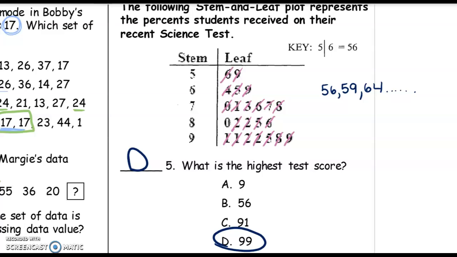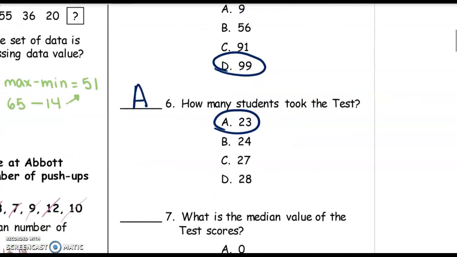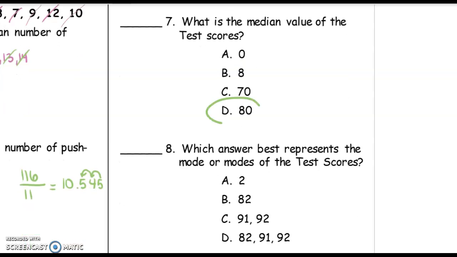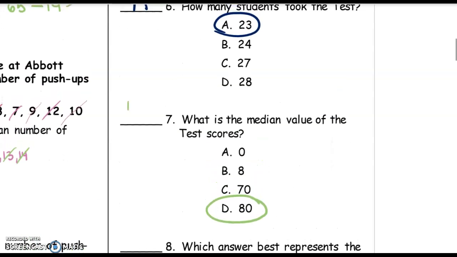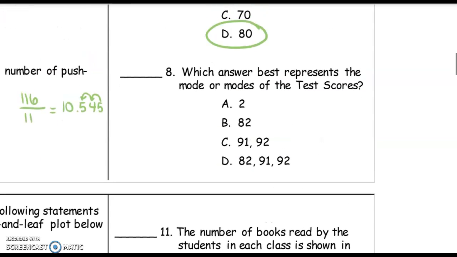82, and it looks like 80 is going to be my median, but I'm going to count to make sure that's correct. So that's 1, 2, 3, 4, 5, 6, 7, 8, 9, 10, 11 numbers on this side. 1, 2, 3, 4, 5, 6, 7, 8, 9, 10, 11 numbers. So 80 is my answer. All right, so we've got D for that one.